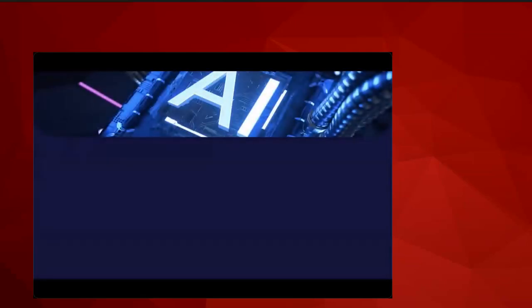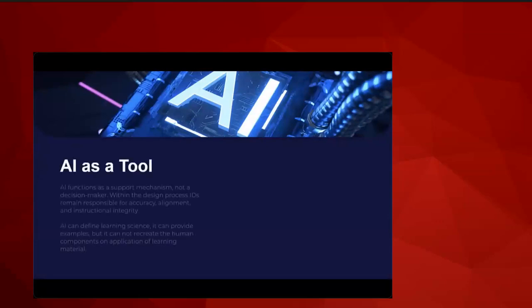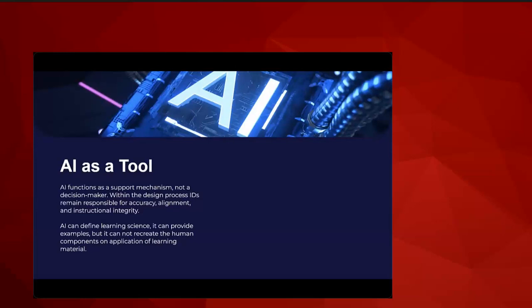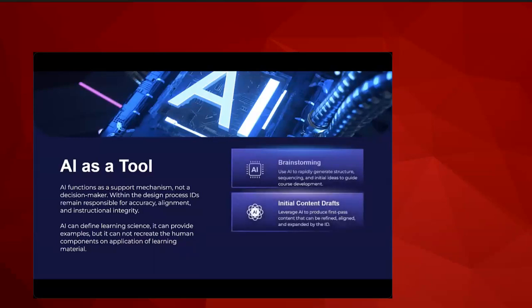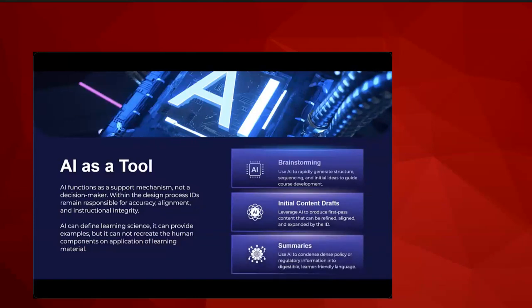AI is a tool. When we talk about using AI in compliance training, we need to clearly define the relationship between the instructional designer and the tool. AI is not the designer. It can function as a drafting partner, a content organizer, or even a project manager, but it remains a tool for human use. We use AI to accelerate early-stage work: brainstorming structure, generating initial content, and summarizing dense policy language. This gets us to a starting point faster, but it is not the finished product.